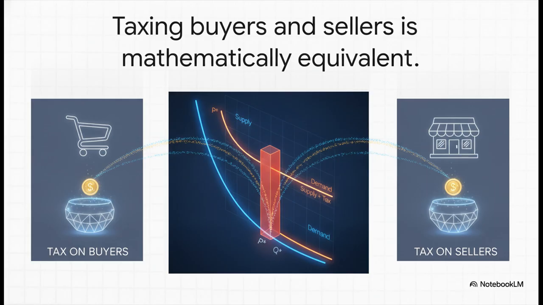Imagine the government just places a collection bowl on the store counter. It simply does not matter if the law requires the buyer to drop 50 cents in the bowl before eating, or if it requires the seller to drop 50 cents in the bowl after selling. The mathematical reality is that the exact same wedge is driven between the two parties, resulting in the exact same market shrinkage. But if taxing the buyer and the seller look completely identical, who is actually absorbing the financial hit?